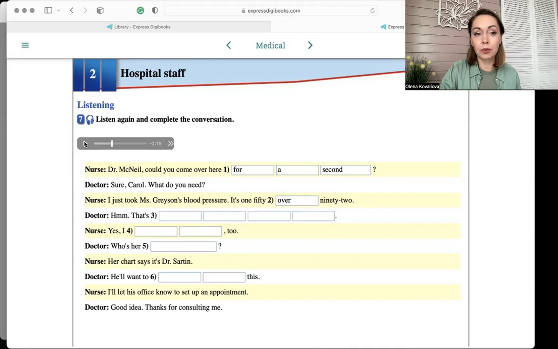Let's move to the next. That's a bit too high. So let's put "a bit too high," right?